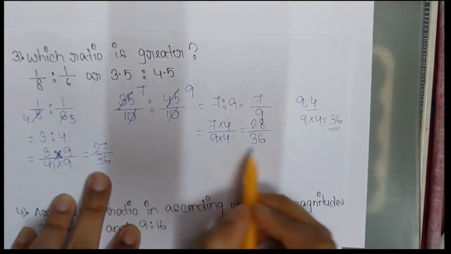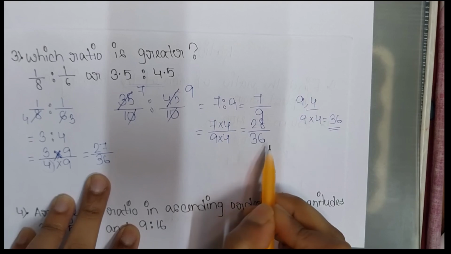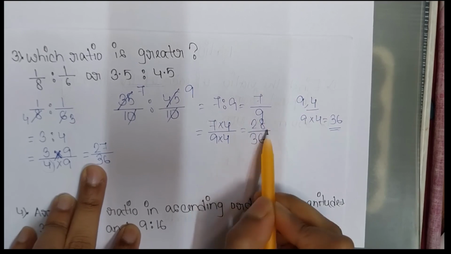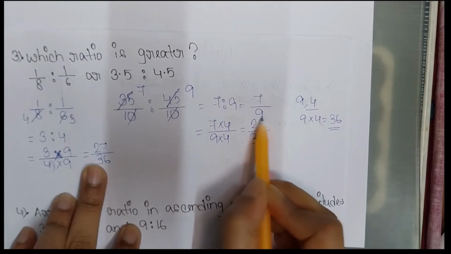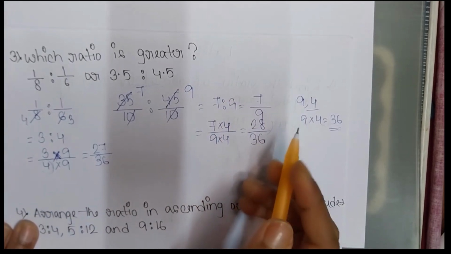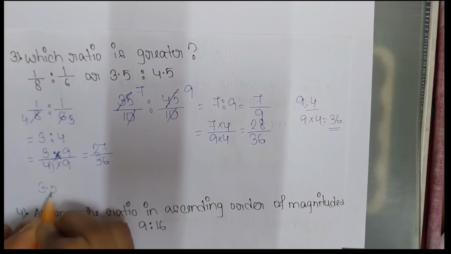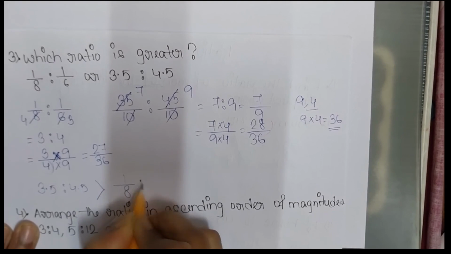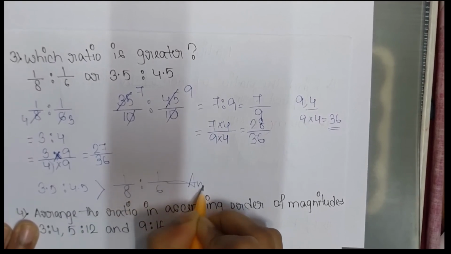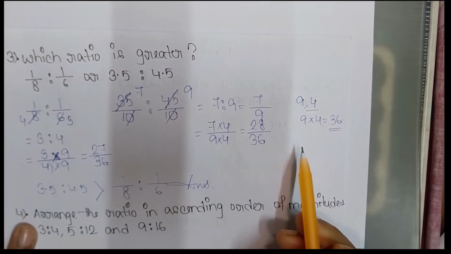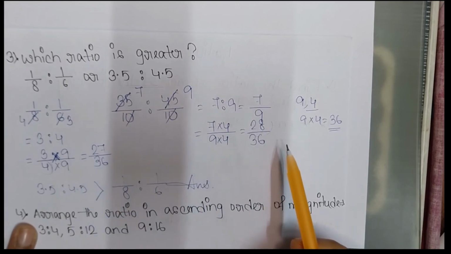So here we will get the same denominator, and now we have to compare the numerators of both fractions and see which one is greater. So here 28 is greater than 27. So this fraction is greater. So the answer is 3.5 is to 4.5 is greater than 1 by 8 is to 1 by 6, and this is the answer. I hope I was able to make you understand how to solve this kind of problem.